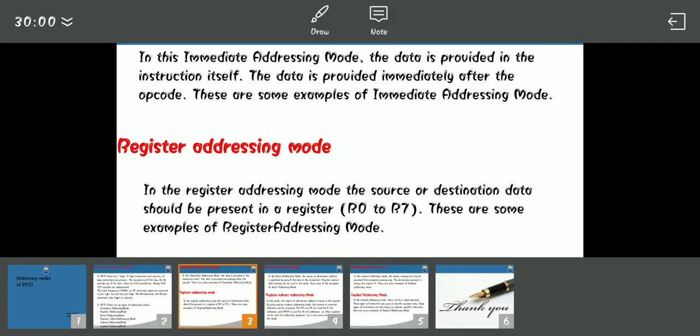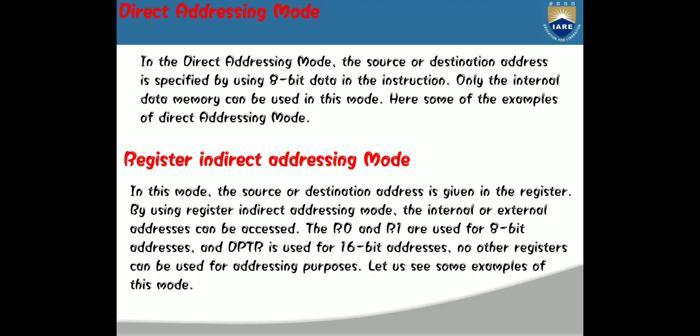And next, direct addressing mode. In the direct addressing mode, the source or destination address is specified by using 8-bit data in the instruction. Only the internal data memory can be used in this mode. Here are some examples of direct addressing mode.